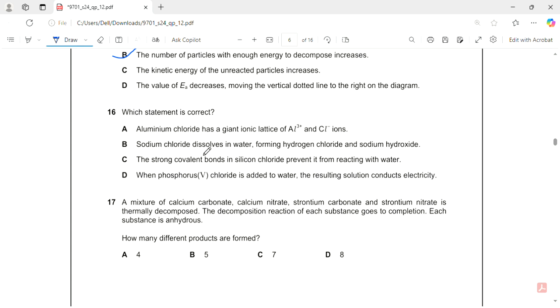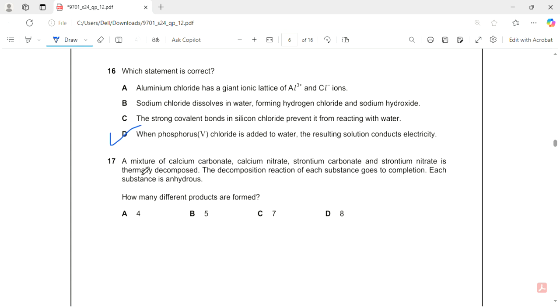Chloride prevents it from reacting with water. When the phosphorus chloride is added to the water, the resulting solution conducts electricity. When the phosphorus(V) chloride is added to the water, I think D is the answer for question 16. Yes, D is the answer. So move to the next part.